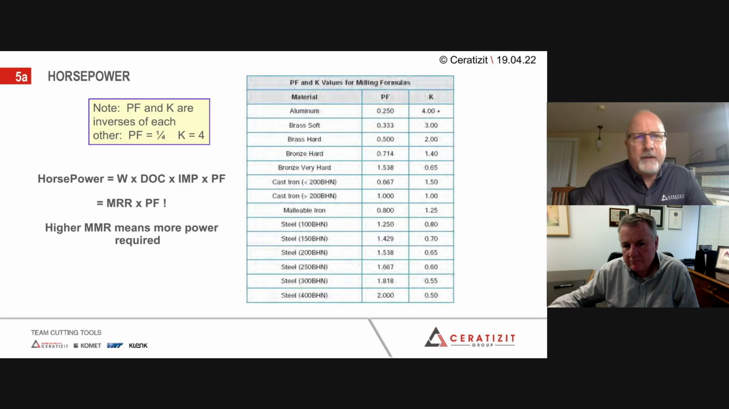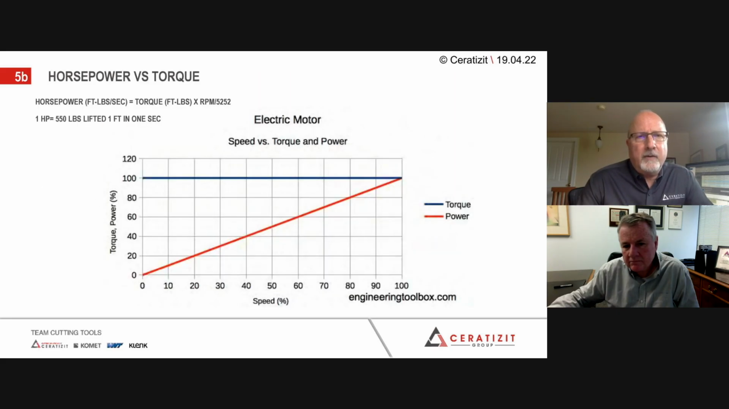Also, think about horsepower and torque. If you look at most modern machines, they run with, for the most part, constant torque, but horsepower is a function of RPM. So if you are running a large diameter cutter, you may not be able to generate the horsepower required to run that larger cutter.